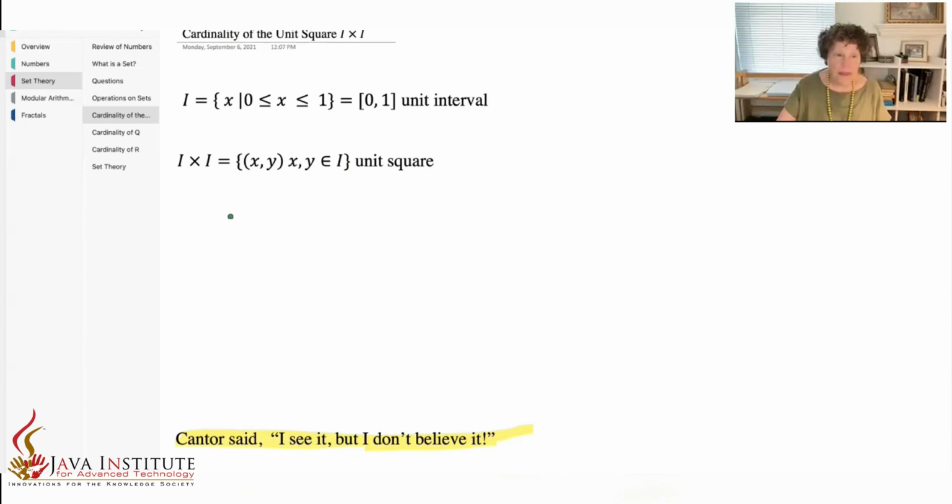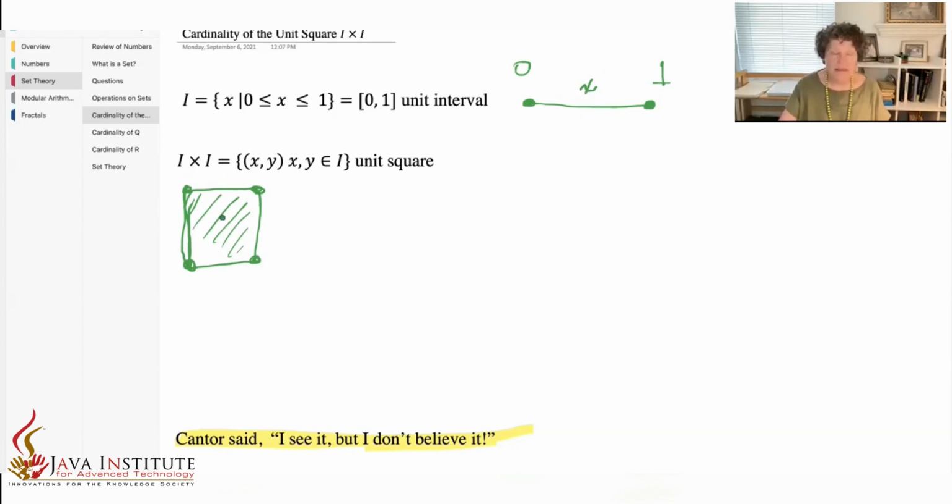We have the unit square and the unit interval. So the unit interval, when we have square brackets like this, we mean we include the endpoint. So this is the unit interval. This goes from 0 to 1. And here is the Cartesian product of the unit interval. So it's like R cross R, but it's just this. So every number here is like X, and every number here is like X, Y. Now, tell me, do you think you can get a one-to-one correspondence between those two sets?